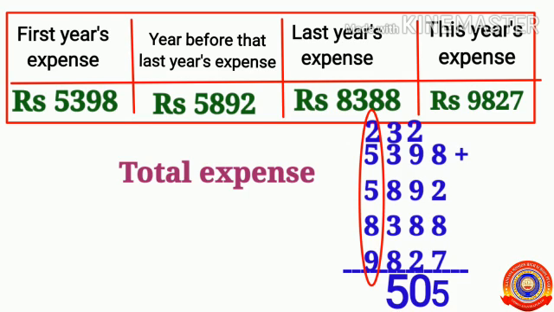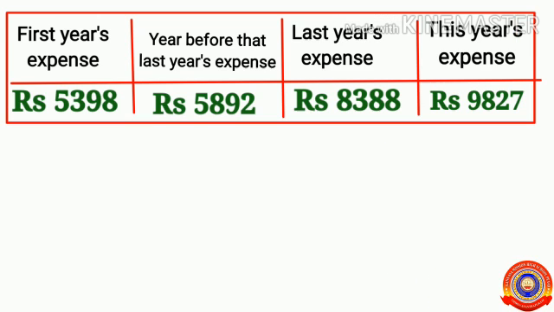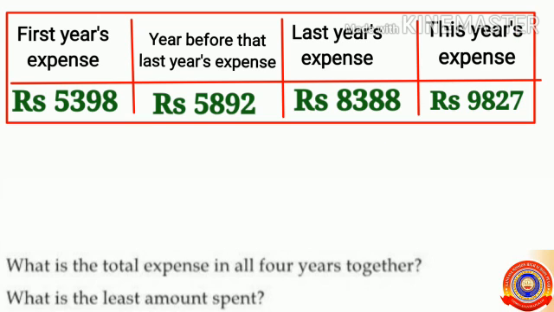5 plus 5, 10. Plus 8, 18. Plus 9, 27. Plus 2, 29. How can we read this number? Yes, 29,505. What is the total expense in all 4 years together? 29,505 rupees. Next question. What is the least amount spent?